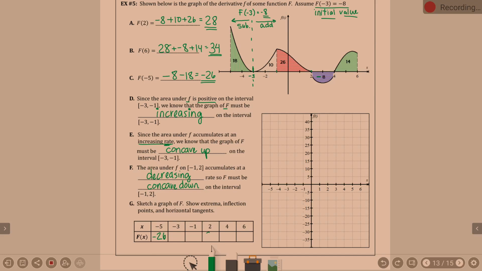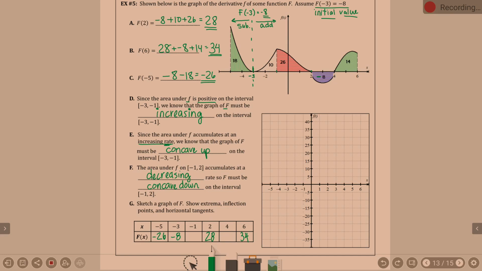F of 2? 28. F of 4? No. F of 6? 34. Would F of -3 be...? Yeah, I was like, okay, I'm going to grab the ones we know. And F of -3, that was our given, yes. I totally spaced on that one. That was our given. We knew that right off the bat, didn't we?